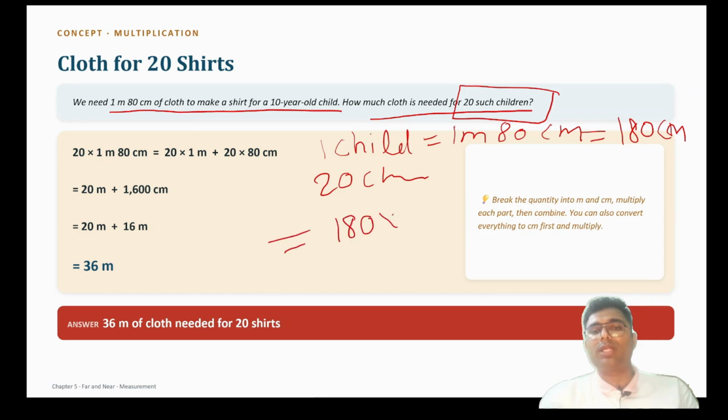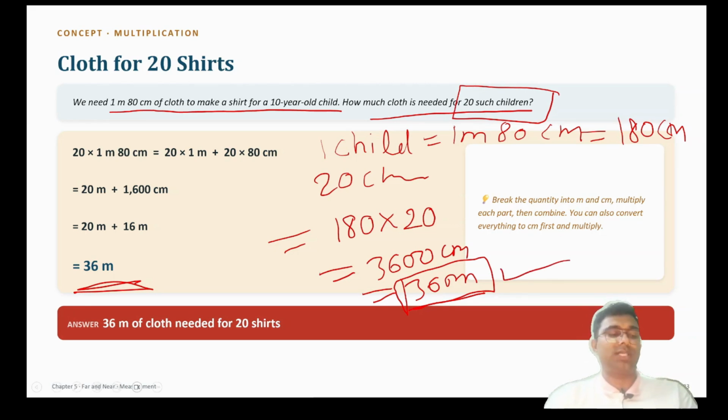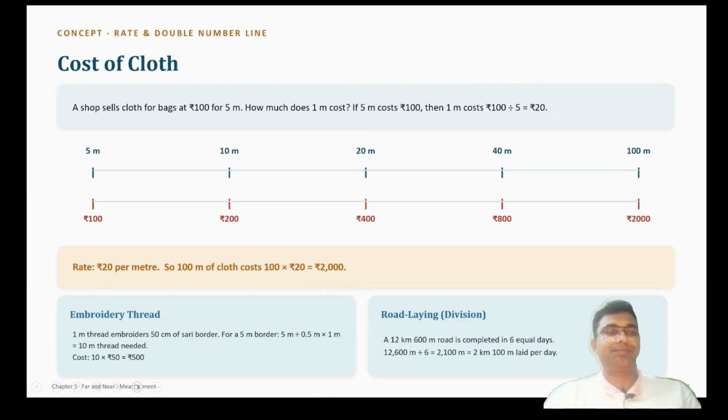What we do, we multiply with 20. So it will become 3600 centimeter, and then finally you can change this into meter, 36 meter. You can see here why we are changing this in meter, because when you go to a clothes shop, you don't ask the shopkeeper to give you cloth in centimeter. Instead you ask him to give you the cloth in meter. So that's why we will change finally this into meter.